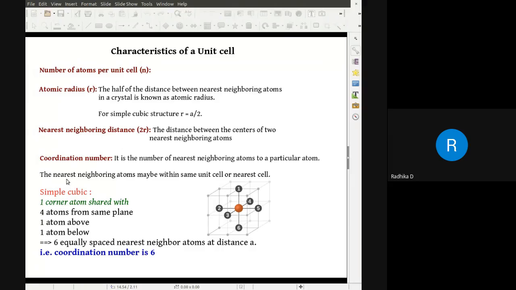Okay. Now, next important parameter is coordination number. So what is it? Number of nearest neighboring atoms to a particular atom. That means if I have a cubic system or any other crystal system out of the 7, how many nearest neighboring atoms are there to one particular atom? How do I understand this?